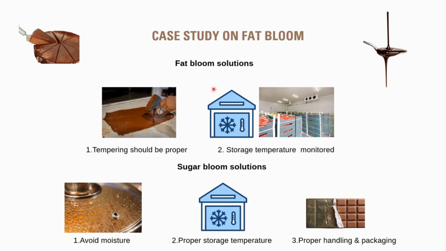This can be done by adding emulsifiers to the chocolate system. Second, temperature should be monitored throughout the process, especially during storage and distribution. Respecting the cold chain is the key. And if we need to bring chocolate to ambient temperatures, then acclimatize it before bringing it to higher temperatures.